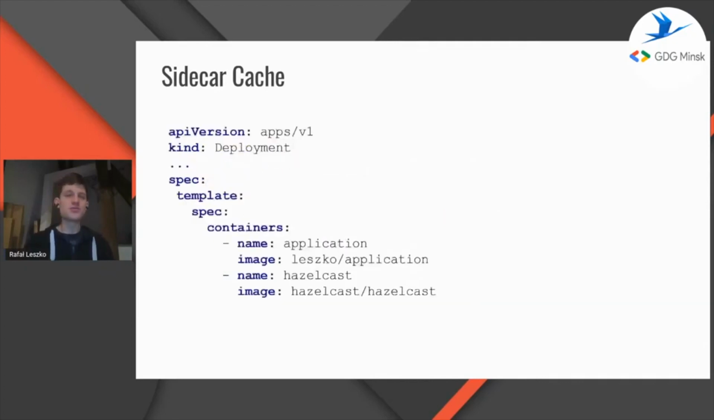This is the Kubernetes configuration for this. So we have our application, which is our business logic, and we have a second container running in the same pod, which is our cache server.